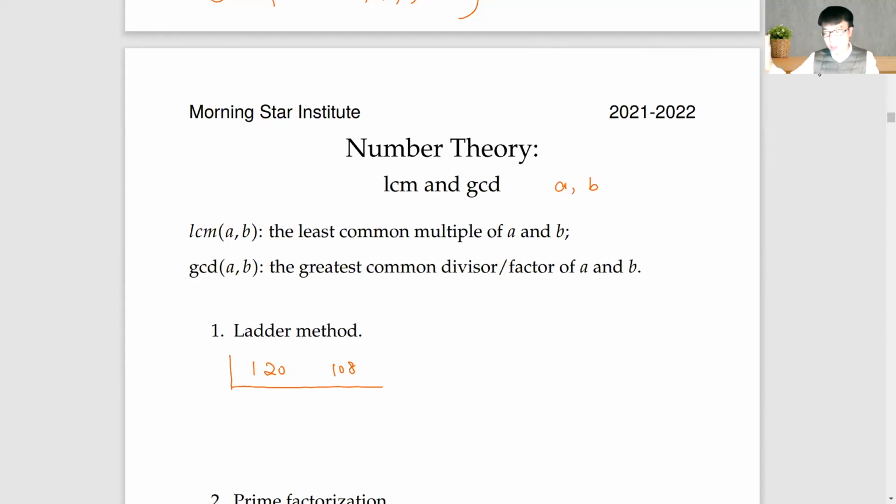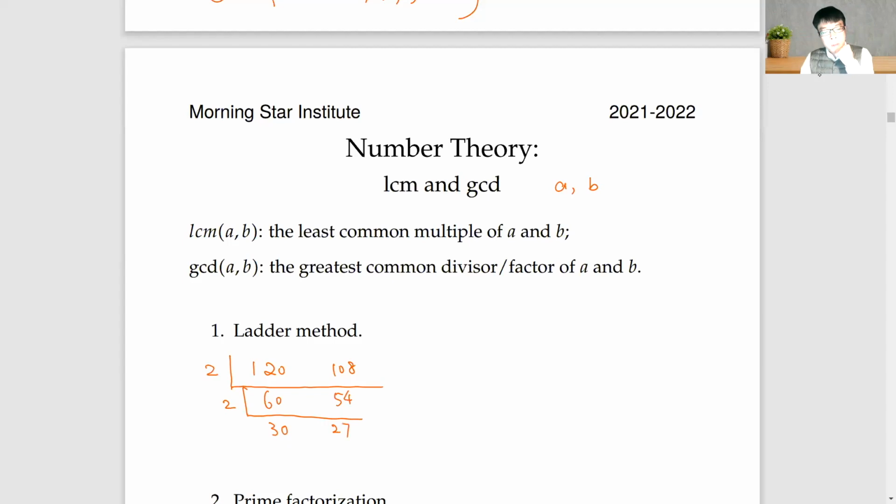We start from the smallest prime, right? There's 2. So is 2 a factor? Yes, 2 is a factor for both. So we divide by 2. So we got 60. 108 divided by 2, we got 54. Again, we check 2 again because both of them are even. We can divide by 2 one more time. So I divide by 2. What I have is 30 and 27.